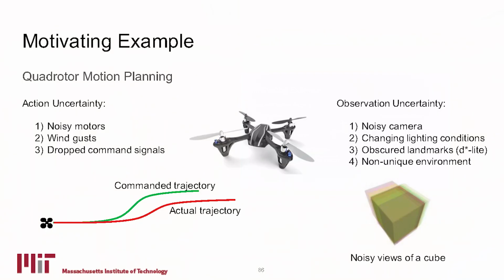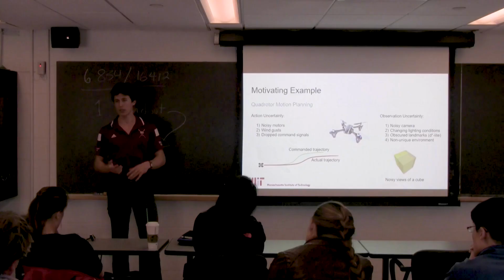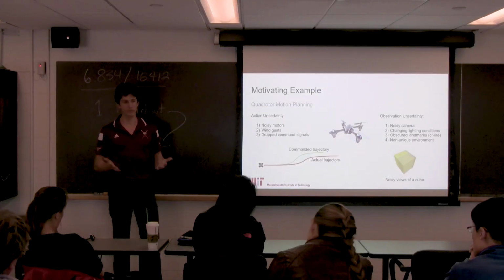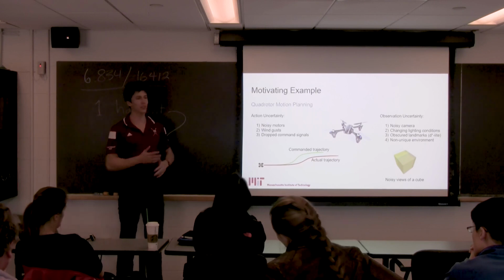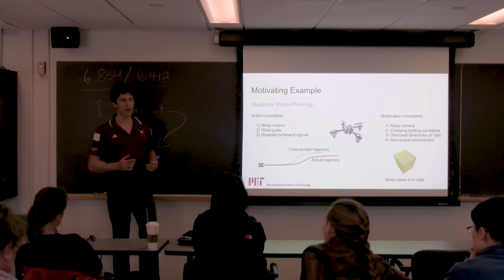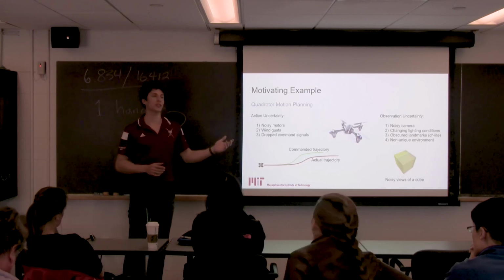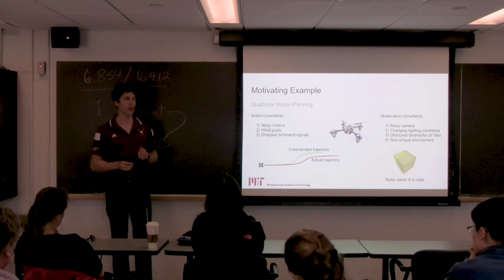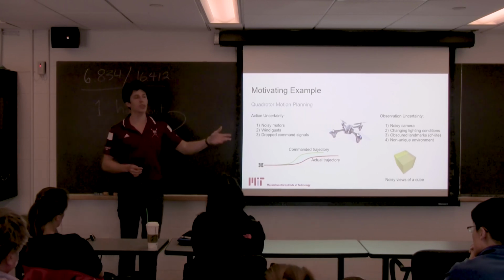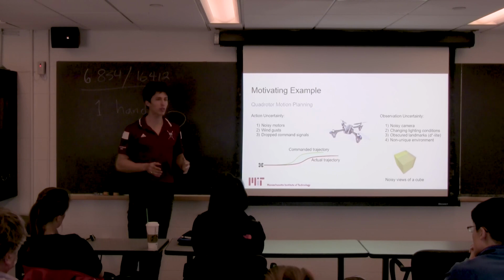And then finally, you might be in a non-unique environment where you cannot resolve your state with certainty, no matter how good your sensors are. Imagine you're in a building with two identical hallways, and you're dropped off in one of them. How can you figure out where you are? You can't, unless you start exploring. And so we've got to deal with this uncertainty. It's part of every single problem. When observational uncertainty is small, you can maybe ignore it, but it's there.